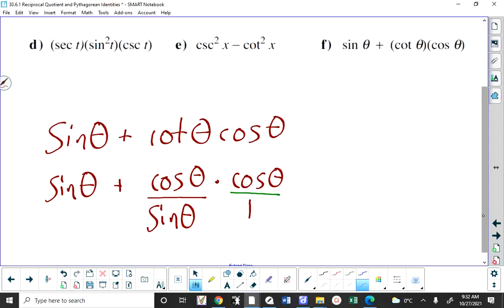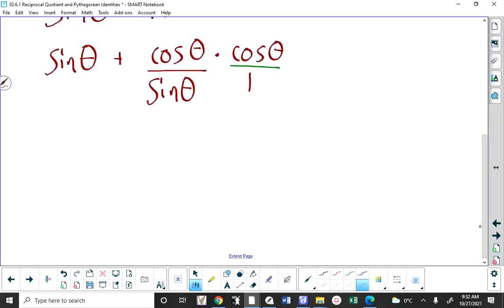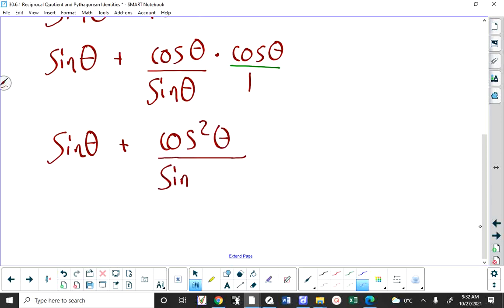It's cosine over 1. So now I'm going to just multiply this stuff together, and I'm going to have sine of theta plus cosine squared of theta over sine of theta. And now I have separate fractions. Separate fractions are usually not what we want. There's going to be at least one case where we do want to do that, but if we bump into it, we'll talk about it.